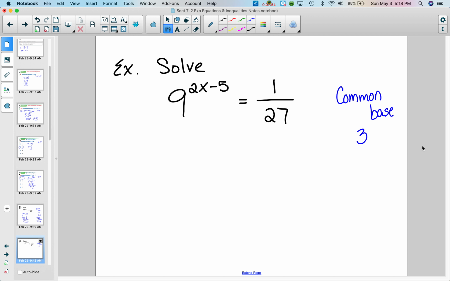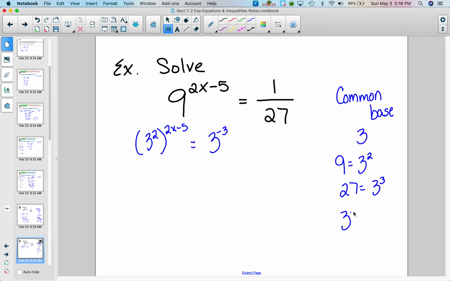So hopefully you think 3. Because we can write the 9 as 3 squared, and we can think of 27 as 3 cubed. So 3 is the common base for both of those. So I'm going to rewrite the 9 as 3 squared. Okay? And I'm going to rewrite the 27 as 3 cubed, but it's reciprocal. So that means it's 3 to the negative 3. So remember, 3 to the negative 3 would be the reciprocal. You'd flip it over, so you'd have 1 over 27.